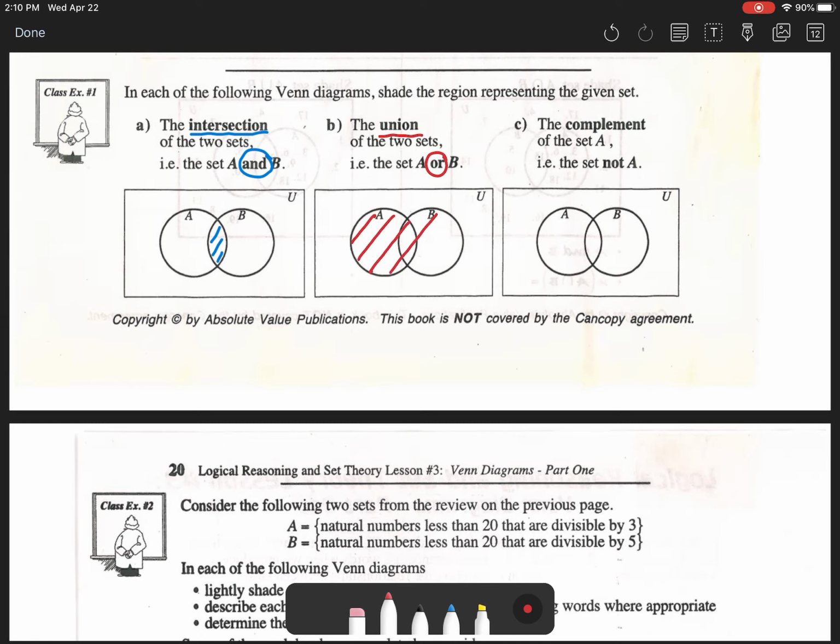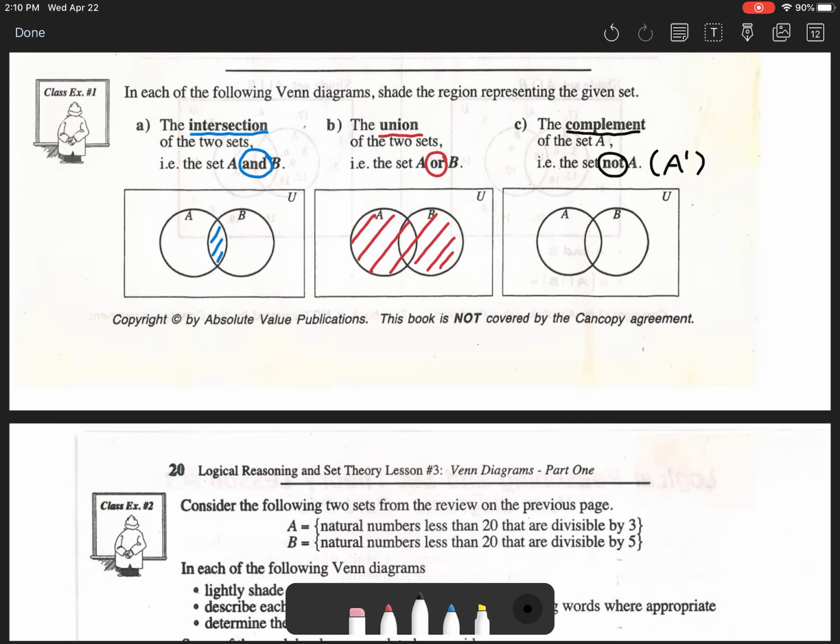In B, the word we use is union, and union refers to "or," so A or B. So that's going to be anything in circle A or in circle B, so like this. Anything that is inside either of those circles. Again, just to reiterate, "or" does mean inclusive, so it means circle A or circle B or both. So those two circles combined.